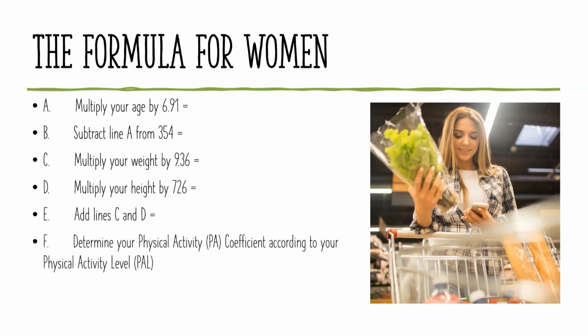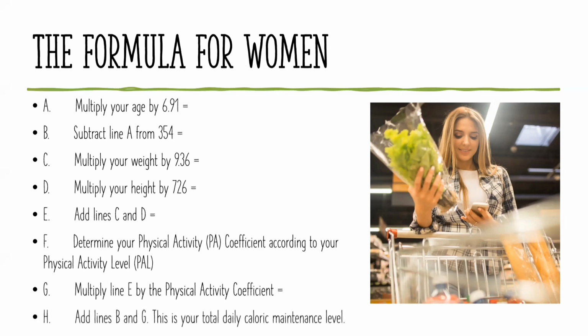Step F. Determine your physical activity coefficient according to your physical activity level. We will see this step in the following slide. Step G. Multiply Step E by the physical activity coefficient. Step H. Add Step B and Step G together. This is your total daily caloric maintenance level.